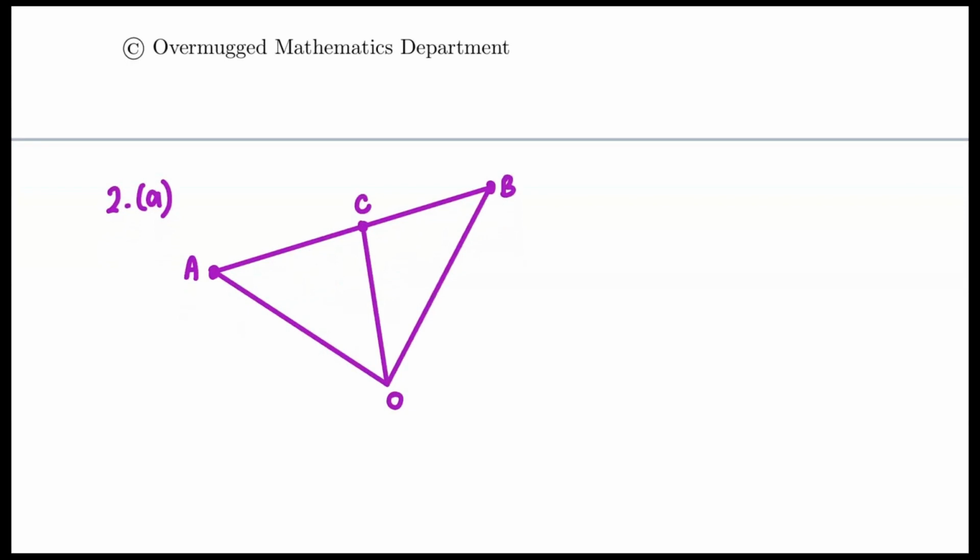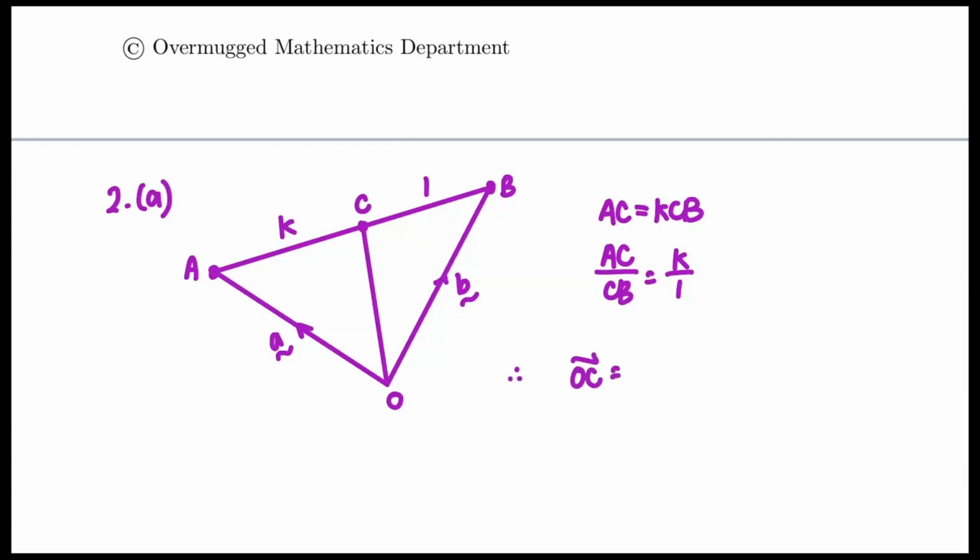So what do we know? We know that AC is K times CB. This one you must be a bit careful about. AC is K times CB. Some people will label the length wrongly. AC over CB equals K over 1, which means that this is K and this is 1. So if this is vector A and this is vector B, by the ratio theorem, vector OC equals (A plus KB) over (K plus 1). And that's the answer.